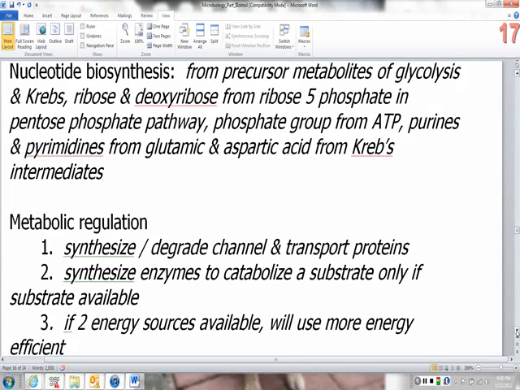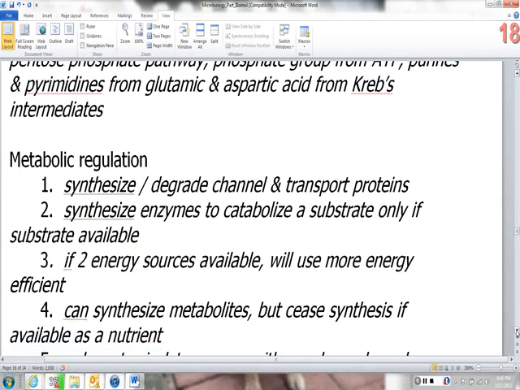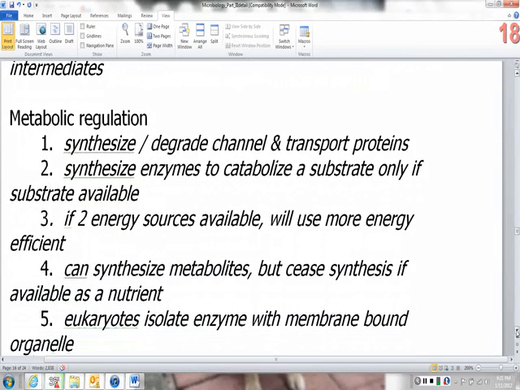Cells have several ways to regulate metabolic reactions. One way is by synthesizing or degrading channel and transport proteins. This allows the cell to regulate concentrations of the substrates or products. Cells may only synthesize enzymes to catabolize the substrate if the substrate is available, helping to conserve its resources. If two energy resources are available, the cell will use the more energy-efficient source.